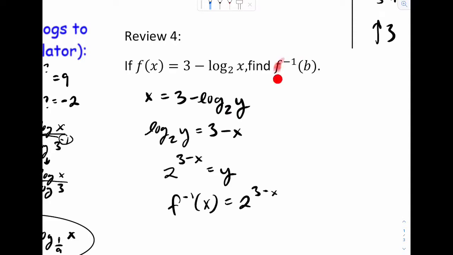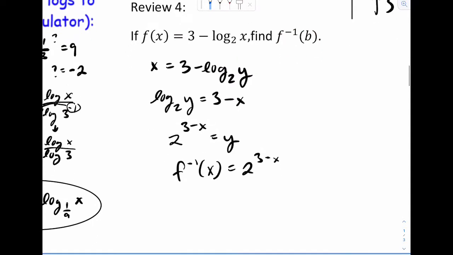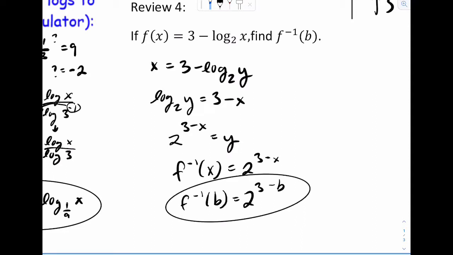Now this is saying find f inverse of b. So all we're going to do is plug in b. 2 to the 3 minus b. And we're done.